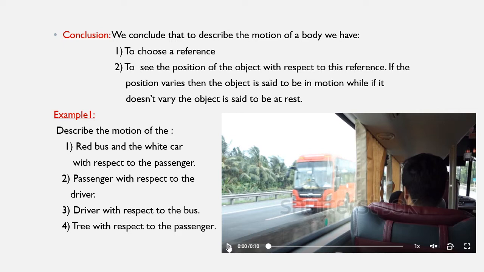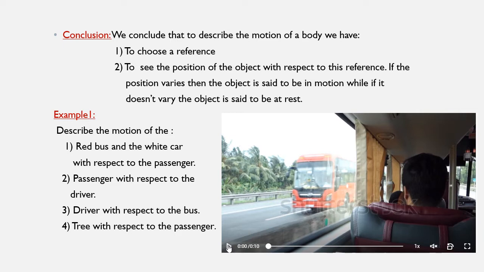Let's take one more example. Describe the motion of the red bus and the white car with respect to the passenger. Here we have a passenger sitting in a moving bus, and on the road we have a moving red bus and a moving white car. Describe the motion means say if the object is in motion or at rest.